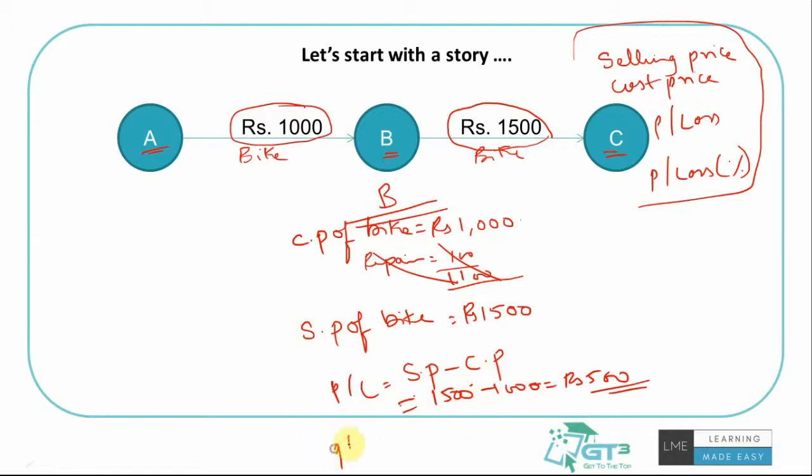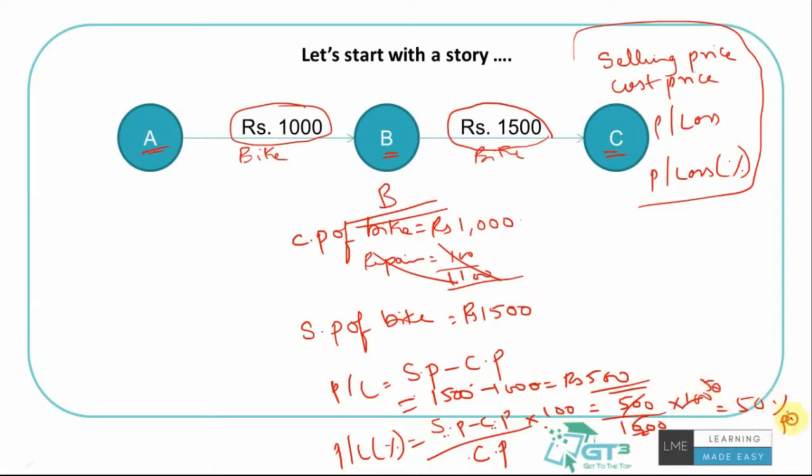If I'm talking about profit or loss percentage, what do we do? We do selling price minus cost price, divided by cost price, into 100. This is a bit similar to the percentages video. If you have seen it, good; if not, do watch that. It's a basic video that would help you understand this much better. It's like the final value minus initial, by initial, into 100. So here selling price minus cost price is 500, and 1,000 is my cost price, into 100. So that's 50%. B made a 50% profit.